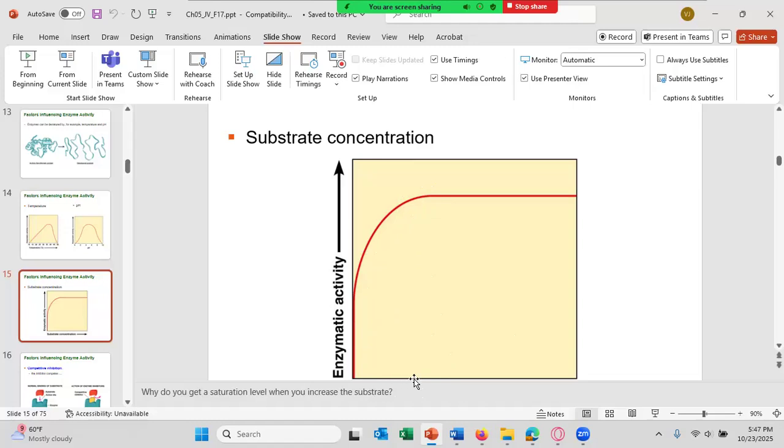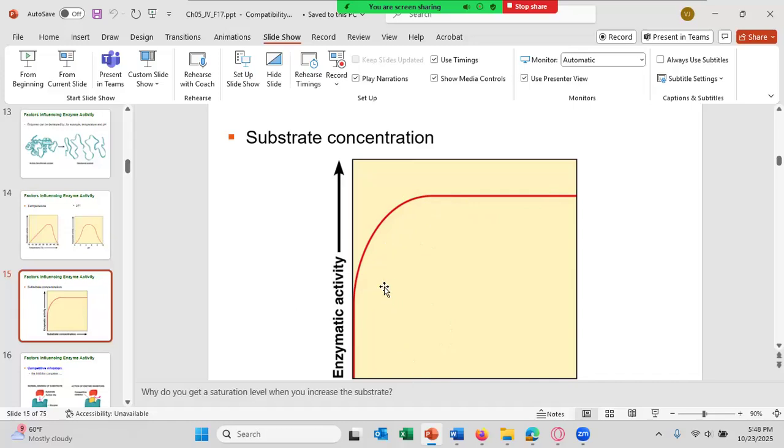The reason being is that most of the enzyme is already bound to a substrate. So if you increase the substrate concentration further, you do increase the amount of enzyme activity, but only by a little bit. And then when you increase the substrate concentration further, like beyond this point here, you do not increase the amount of enzyme activity at all.